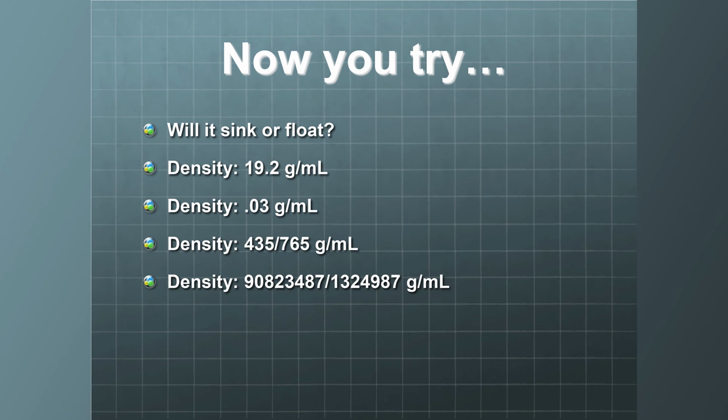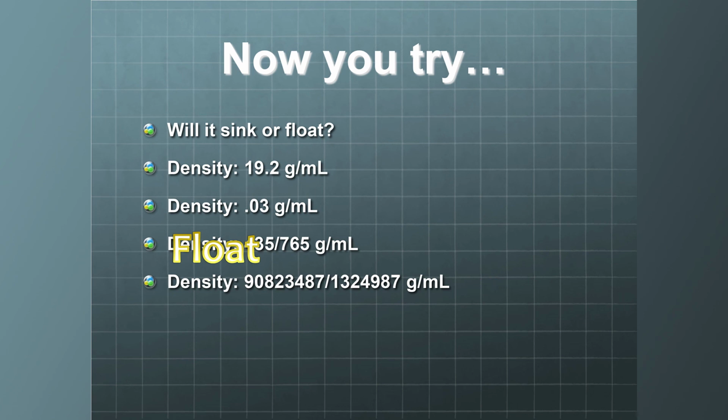So now let's give you a chance to try. Tell me whether each one of these will sink or float. The first one, 19.2 grams per milliliter, will sink. The second one, 0.03 grams per milliliter, will float. The next one, 435 over 765 grams per milliliter, you could use a calculator, or you could say that the bottom number is bigger than the top, so it has to be less than 1, so it will float.